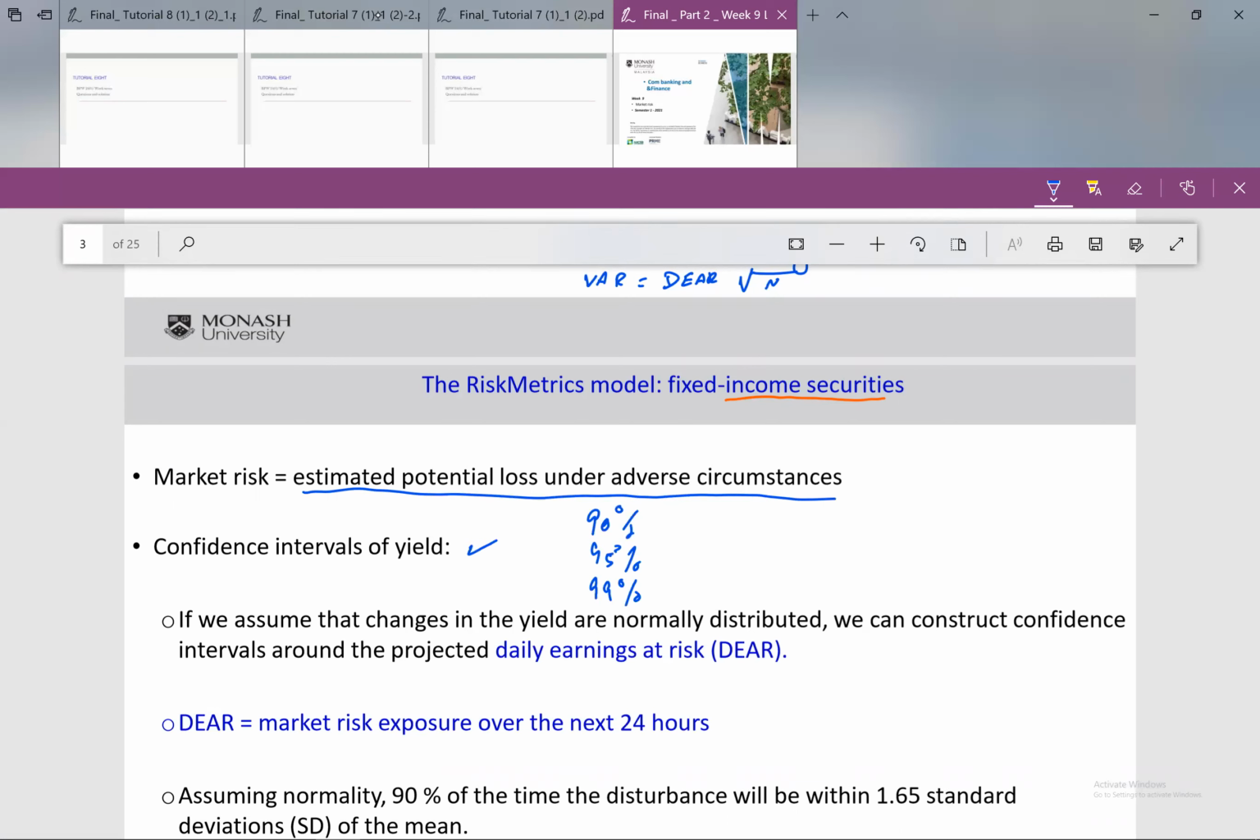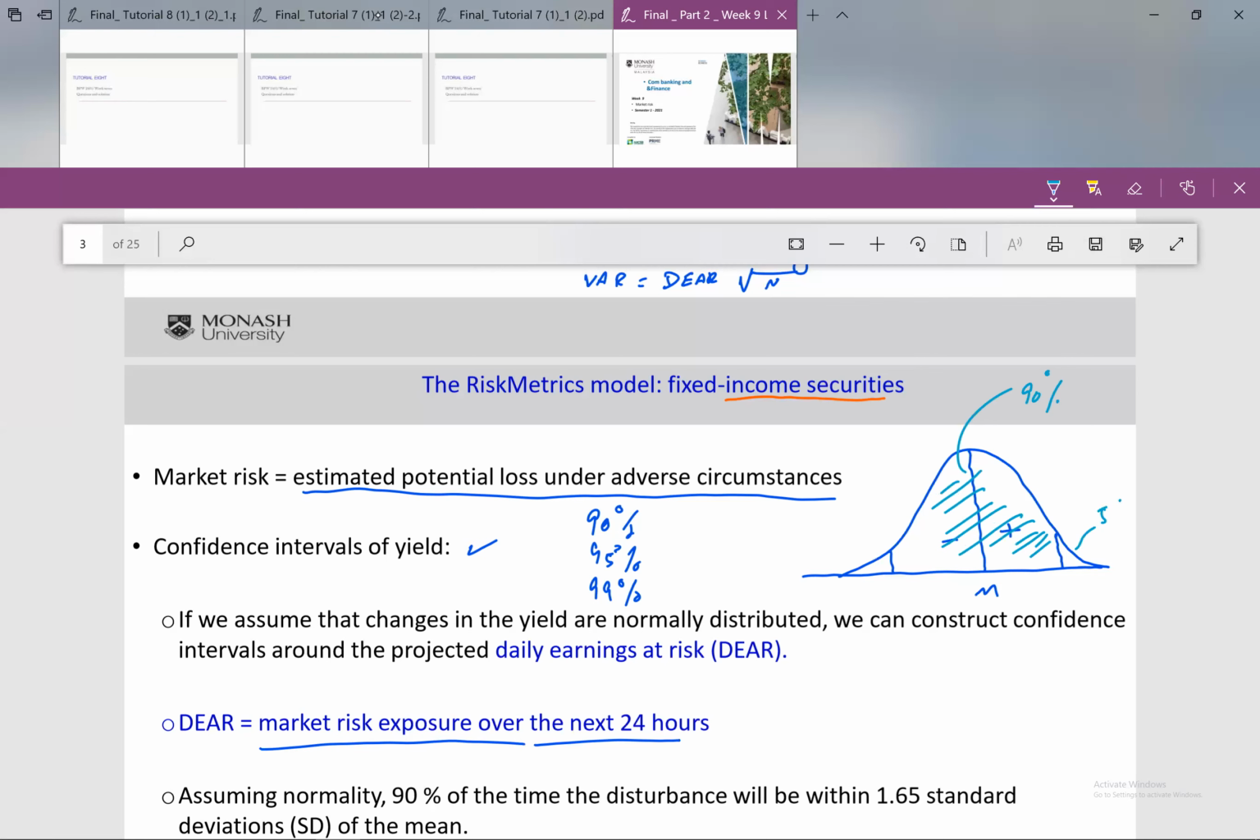In other words, what we are going to do is look at the market risk exposure over 24 hours. So we will have to see, if this is the normal distribution of the item we are trying to investigate, the normal distribution will have a mean, and then here we have plus and minus, and we have to calculate. If we are talking about 90% for this area, which means we accept this to be 5%, one tail, and we accept this to be 5%.